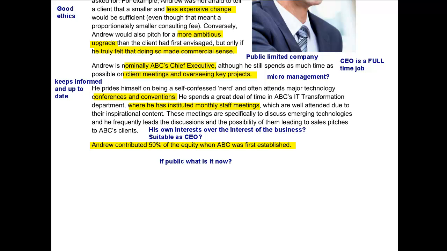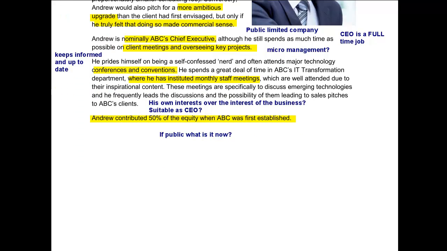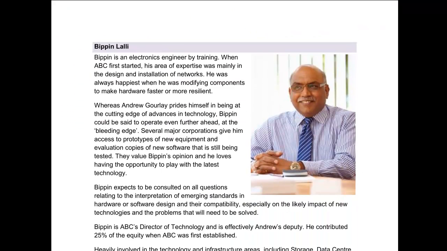Let's now move on to Bipin. Now Bipin again has experience within the industry. We know that from the first page, where he and Andrew worked at the same organization within IT. And the little section here talks about how he is always happiest when he was modifying components to make hardware faster and more resilient. So this goes back to what we were saying about Andrew, where it could be that he is happier actually doing a more lower level job than being a director.